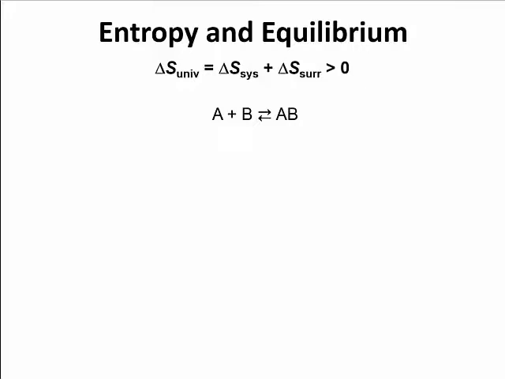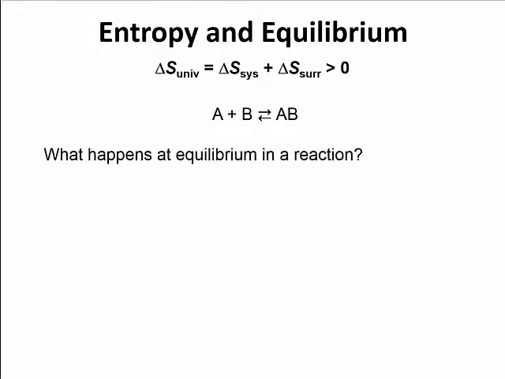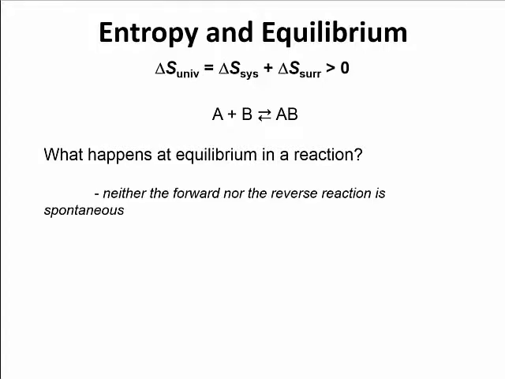Okay. Now, another thing we have to consider that we haven't talked about yet is a reaction that's at equilibrium. Okay, now we have to think about what happens at equilibrium in a reaction. So looking at this reaction of A plus B going to AB, what we mean by equilibrium is that the forward reaction can occur, A plus B going to AB, but the reverse reaction could occur as well. All right, AB can go to B plus A. Now really, when these things are at equilibrium, net overall, neither the forward nor the reverse reaction is going to be spontaneous. They're both occurring at the same time technically, so they're canceling each other out.